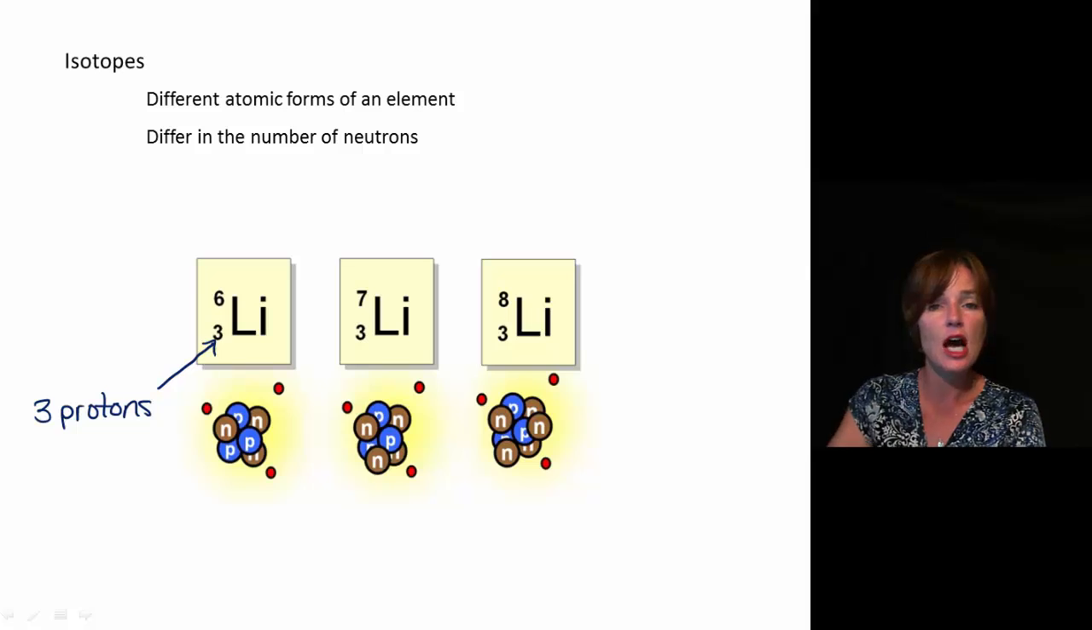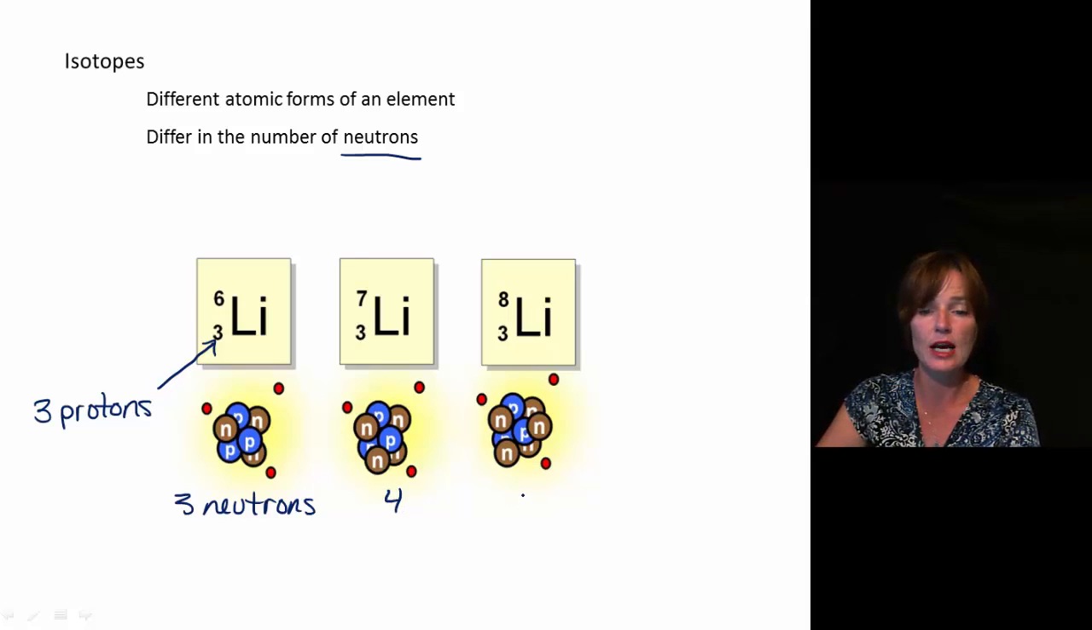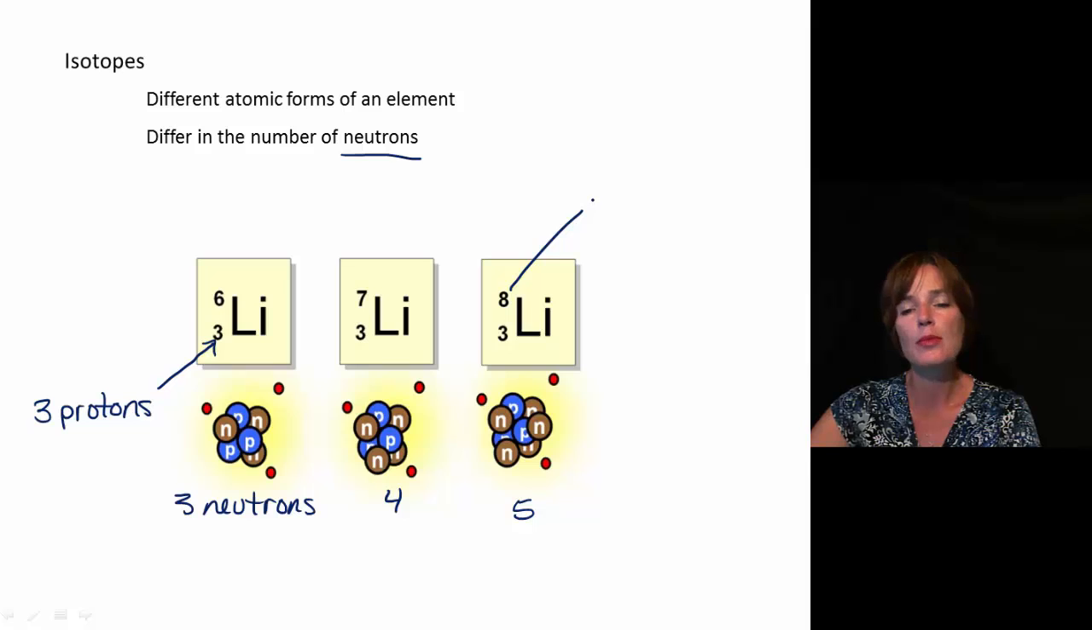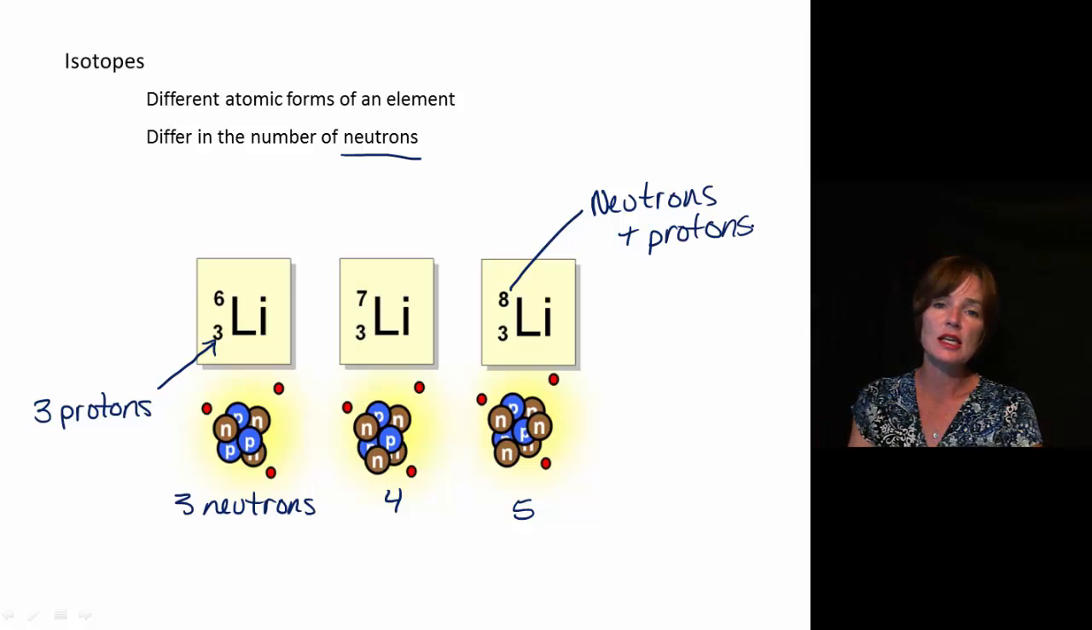However, if you look at the top number there, the superscript number, each one of them has a different number in that location. And that's because they do have a different number of neutrons, which we can see as the brown particles. So the first one has 3 neutrons. The second one has 4, and the third one happens to have 5 neutrons in it. And the reason why we're seeing that larger number increase on the top is because this number right here happens to be the number of neutrons plus the number of protons. So it's really telling us how many particles we have in the nucleus of that particular atom.